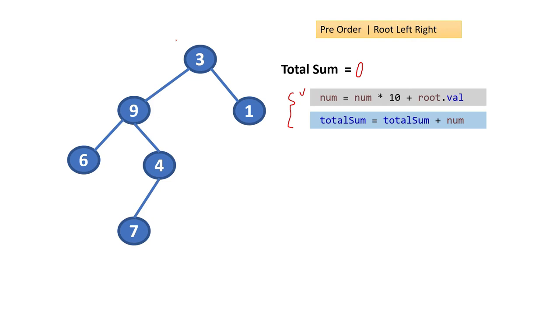Then in this node our num will also be 0 initially. So 0 into 10 will be 0 plus root value, that is 3. So this 3 we have to pass to both side nodes, 3 and 3.